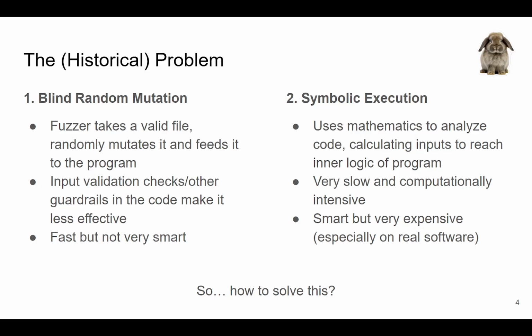Now, the second method we had was symbolic execution. Rather than guessing, it uses mathematics to analyze the code, calculating exactly what input will reach the program's inner logic. However, it's very, very slow, and trying to solve a complex program mathematically takes a massive amount of time and also a lot of resources, making it very, very expensive to use on real-world software.